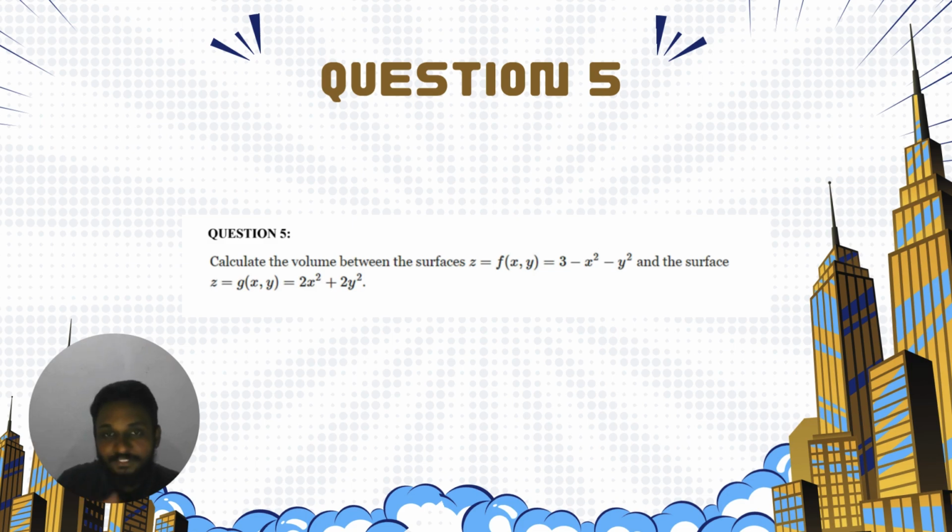Today I would like to present my multivariable calculus group project, questions 5, 7 and 8. First of all, question 5: calculate the volume between the surface z = f(x,y) = 3 minus x squared minus y squared, and the surface z = g(x,y) = 2x squared plus 2y squared.